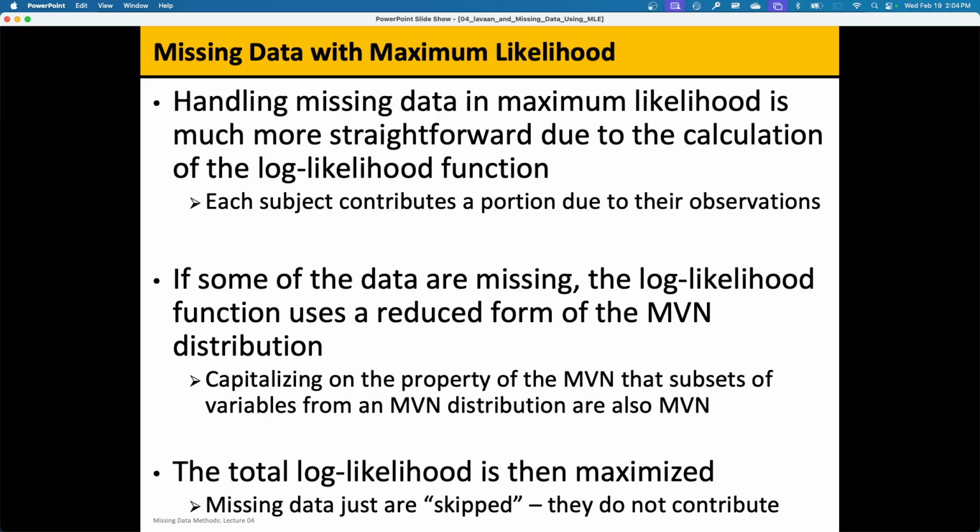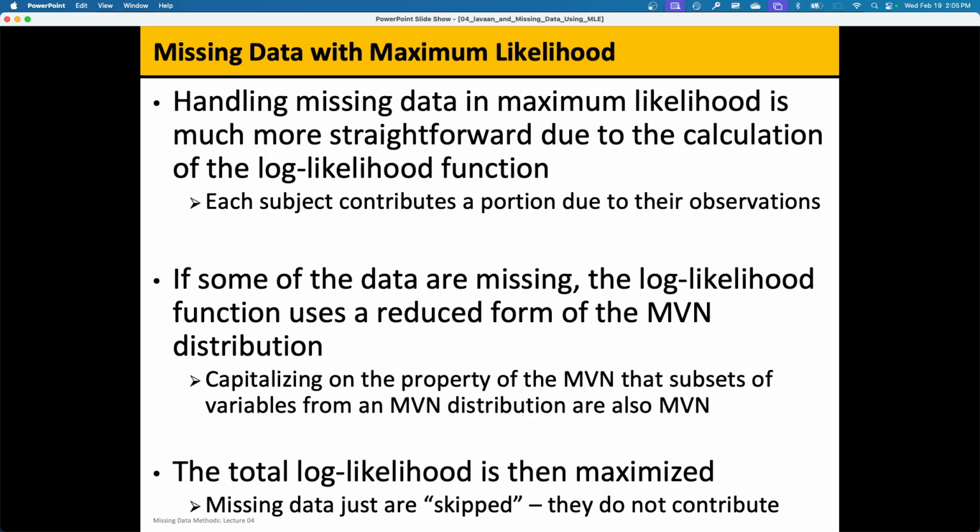If I didn't observe performance, but I have IQ, I can still run the analysis. Now it's a univariate normal, but I'm still keeping IQ present in the model and in the analysis. So that capitalizes on the property that subsets of variables of a multivariate normal are also multivariate normal. We're not changing the distribution at all. We're just making the likelihood adapt to our missing data.